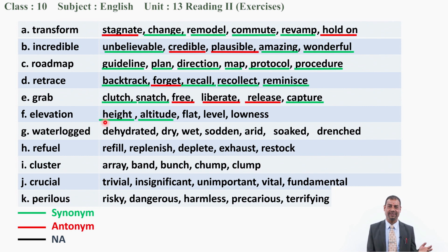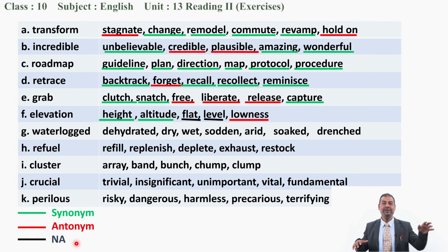Altitude, again synonym. Flat, see, flat, not elevation, okay. So you can find it is not given there, so it is neither synonym nor antonym, so you can keep under NA. Now level, level again you can keep under NA, okay. Now lowness, this is an antonym, opposite, okay. So elevation means height, flat, level means neither down nor up, that's why you can keep under NA. So got me? Good job.